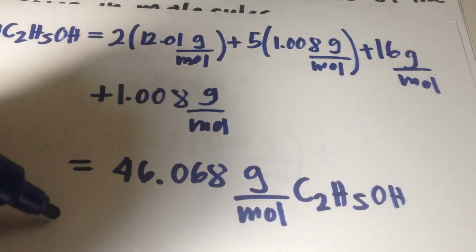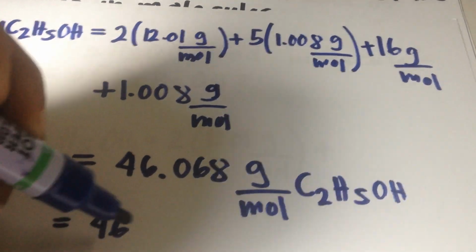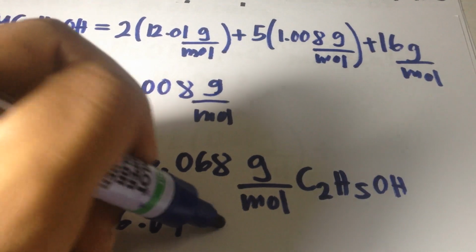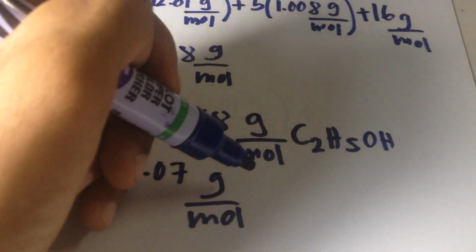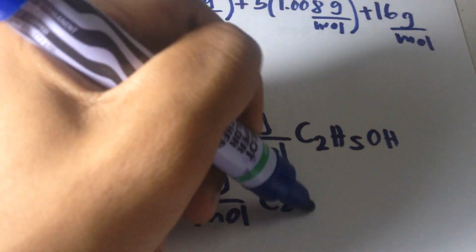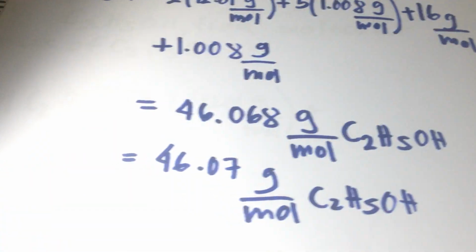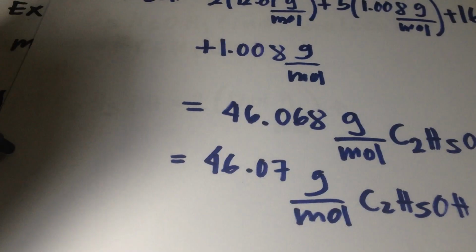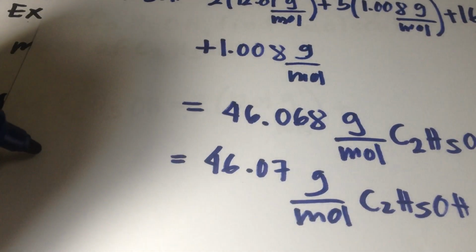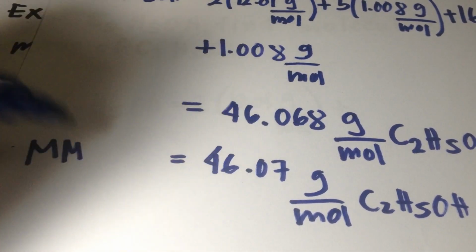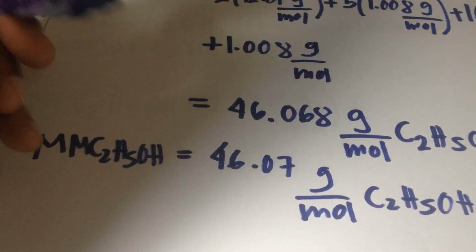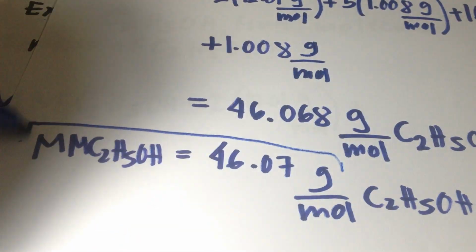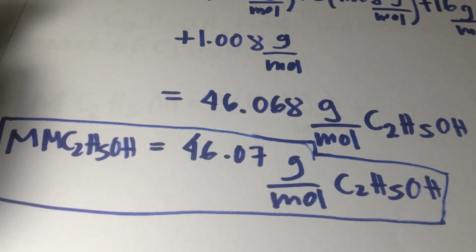You need to round it off, so 46.07 grams per mole of C2H5OH, and this is the molecular mass of C2H5OH. So that is your final answer.